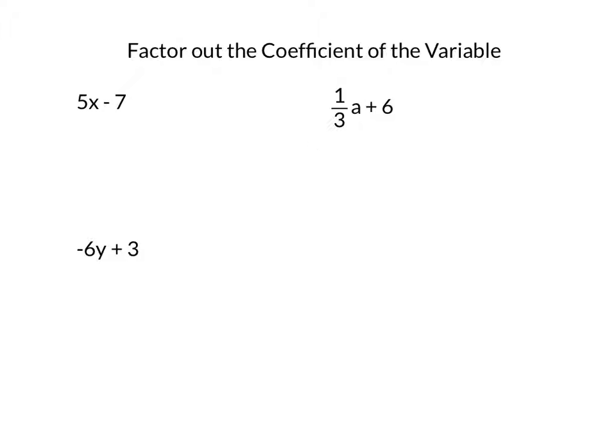Well, good thing we know what the coefficient is, because now we want to factor out the coefficient. So can you name the coefficients in all three of these examples? 5, again negative 6, and 1/3. Those are the coefficients.